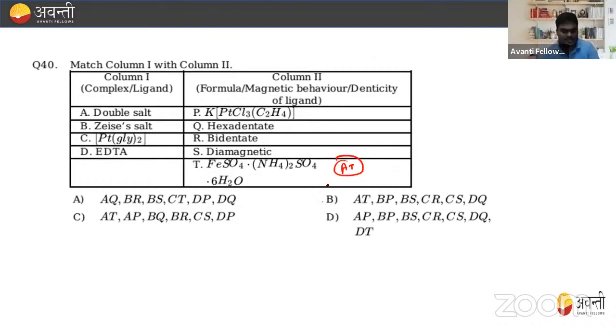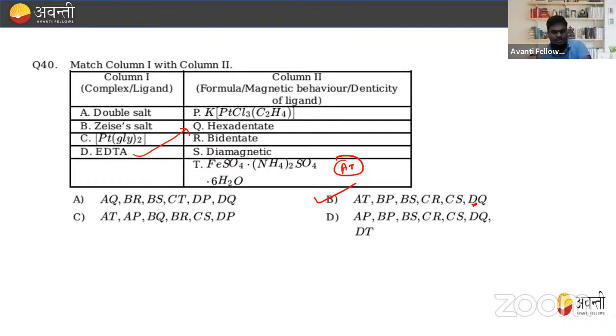Next, that is Zeise's salt, EDTA. So bidentate, monodentate, hexadentate. We know that EDTA is a hexadentate. So A is equal to T and D is equal to Q. So option B is correct, because A is equal to T and D is equal to Q. We know that the hexadentate ligand is nothing but EDTA.